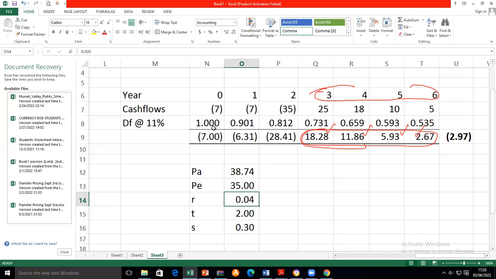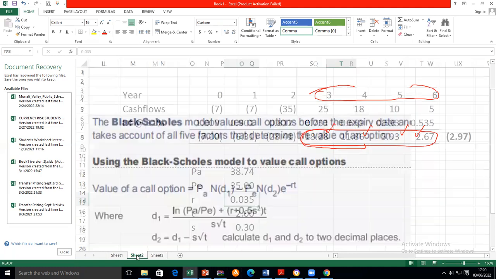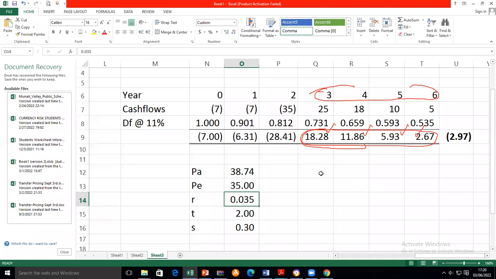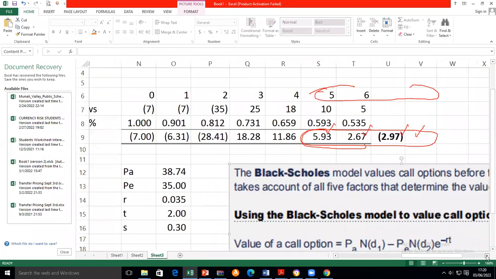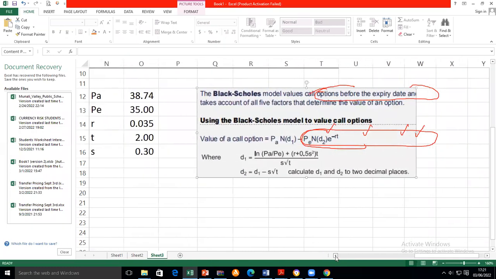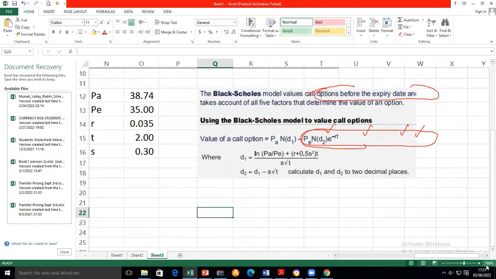Now we want people who want participation, especially those that did not participate, to get a D1. Please, can we all work together to get the D1? We want everybody to be happy with how to get the D1. Let's go. D1 is 38.74 over 35.